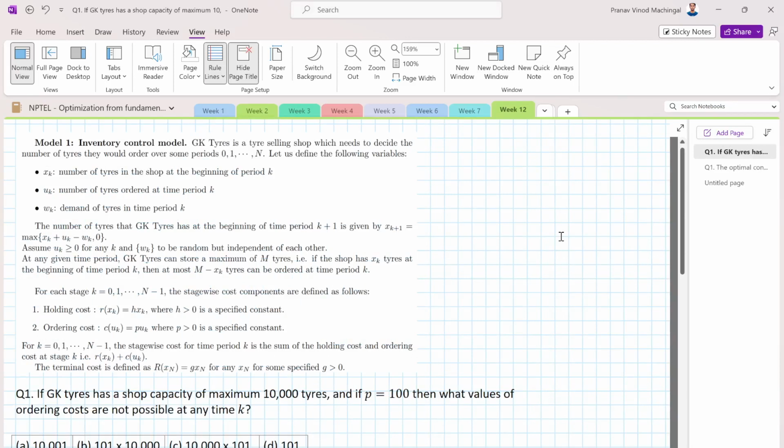Today is the last live session for the optimization and fundamentals course, and what was discussed in week 12 was the dynamic programming algorithm, its application to the inventory control problem, and the principle of optimality in dynamic programming, and in general, the optimal control for a system with linear state dynamics and a quadratic cost function.